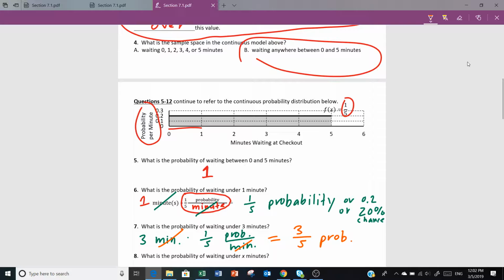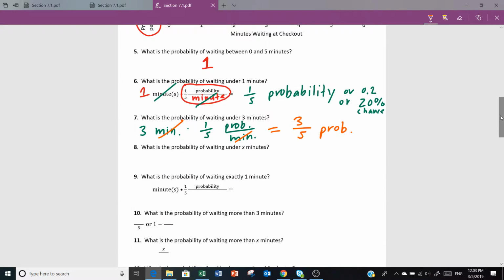Okay, any questions on number 7? So under x minutes, I'm just going to go ahead and cheat. Under 1 minute was 1/5. Under 3 minutes is 3/5. What's under x minutes? x/5. So for this one, just write x/5. We're starting to get the hang of this now. We don't need the units for every single one. The units are just there to show us why we get 3/5, why we get 1/5: because the f of x is probability per minute. That's what often throws students off. We think it's the probability. It's not the probability. It's the probability per minute.